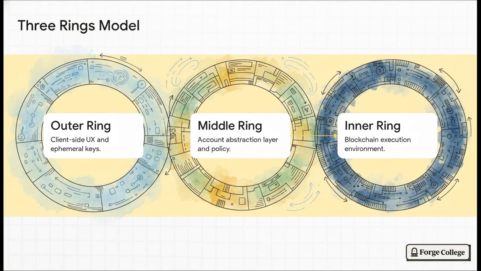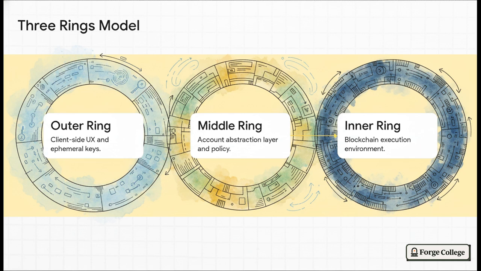Moving right along to Section 2, the three rings model. To really visualize how this middle manager operates, it helps to picture three concentric rings. On the outer ring, we've got the client UX and ephemeral keys. This is where user intent is captured, right? It's fast, it's flexible, and it's completely user-facing. In the middle ring, we have our account abstraction and policy layer. This is our orchestrator. It manages the sequencing, enforces the rules, and handles the fees.